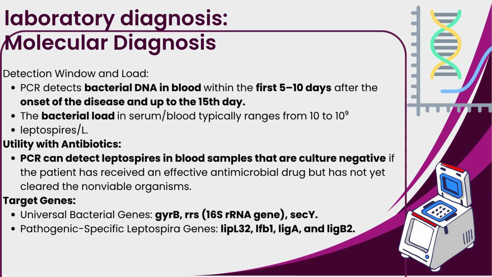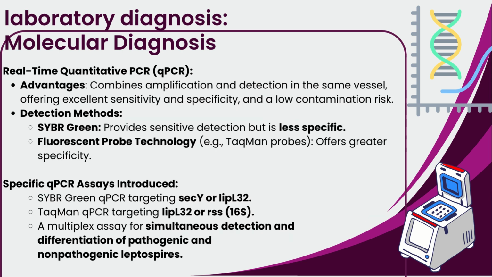samples. And for leptospirosis, target genes used in PCR include universal bacterial genes. So we have GER-B, RRS, 16S rRNA gene, and SEC-Y. We also have the pathogenic specific leptospira genes, LIP-L32, LFB1, Lig A, and Lig B too. So these ensure broad and precise detection. Future discussions will focus on real-time quantitative PCR and its advantages.